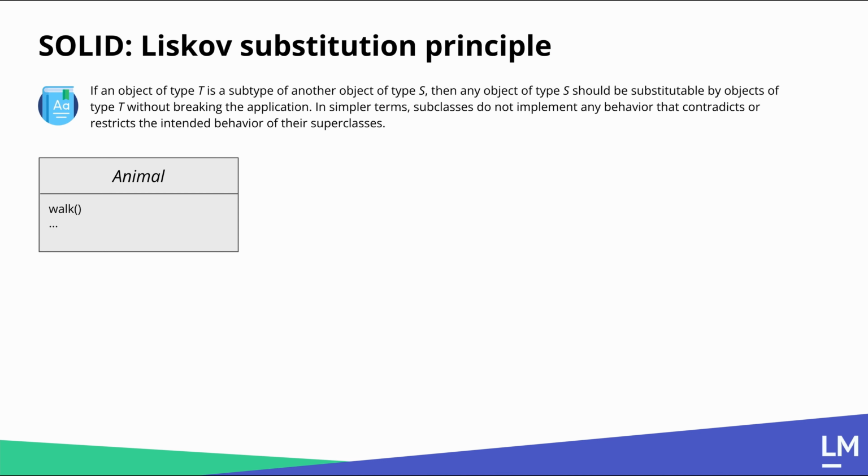Let's have a look at an example. A typical example from university is having an animal class, and this animal class has a method called the walk method.